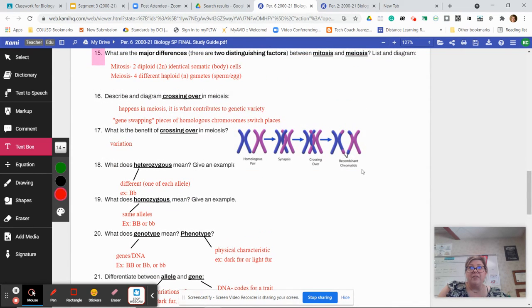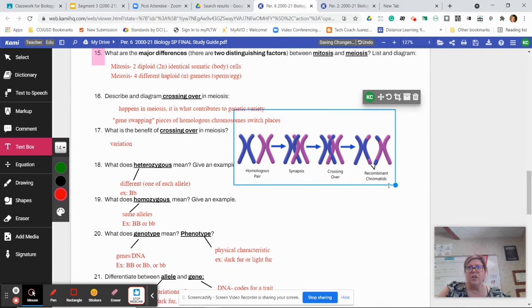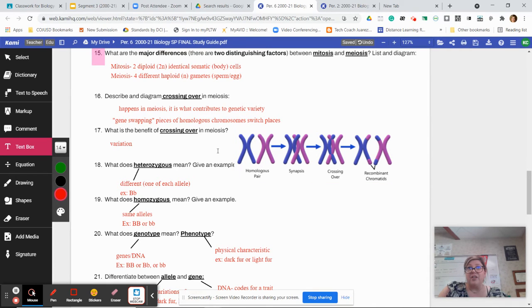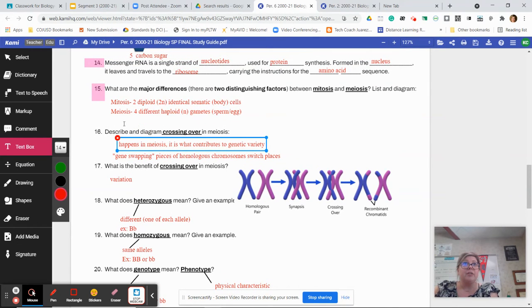Quickly to go over crossing over, I found a nice image here. Crossing over is when your homologous chromosomes exchange pieces, and finally you have a recombinant chromatid here. So we see that one section from the blue chromosome is now on the pink and vice versa. That results in variation. That is why in meiosis you end up with 4 genetically different haploid gametes. So we call this gene swapping. It contributes to genetic variety in sexual reproduction.